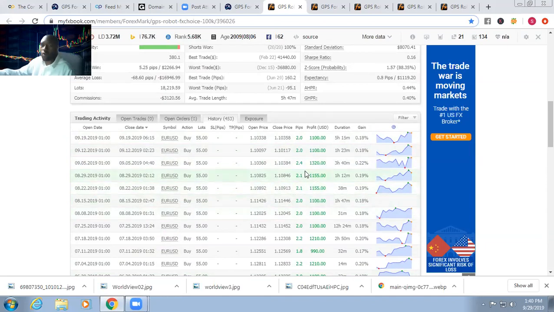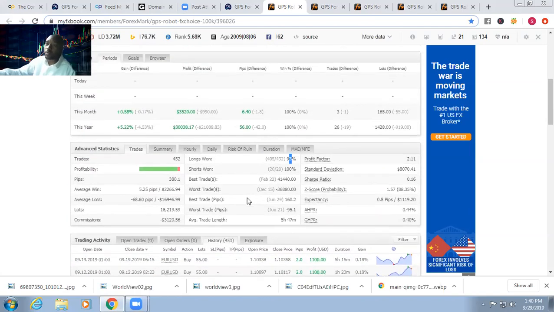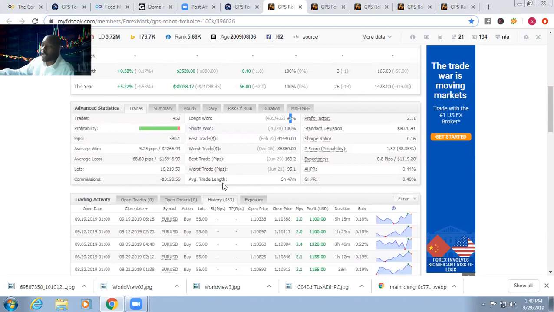Right, so this robot is just pumping out cash. And once again, guys, you see the win rate. I mean, it's a no-brainer. I'm giving you direct access to it. You can click the link below on our webpage here, and then you can go to the website. You can check out the robot for yourself.